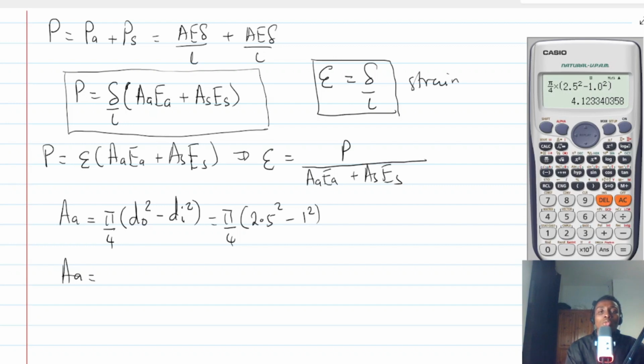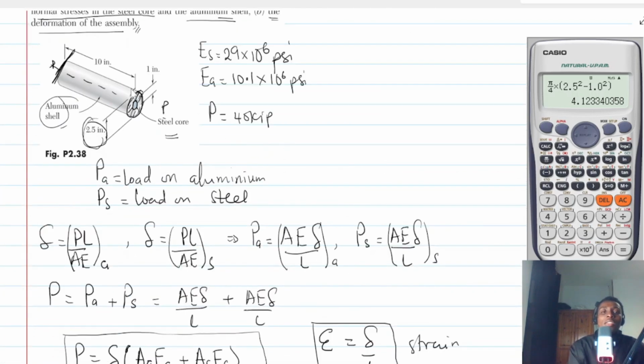So 4.12 square inch. Or maybe let's take the area to 4 decimal places. So 4.1233 inch squared. Similarly, for the steel, the steel is the one which is inside.